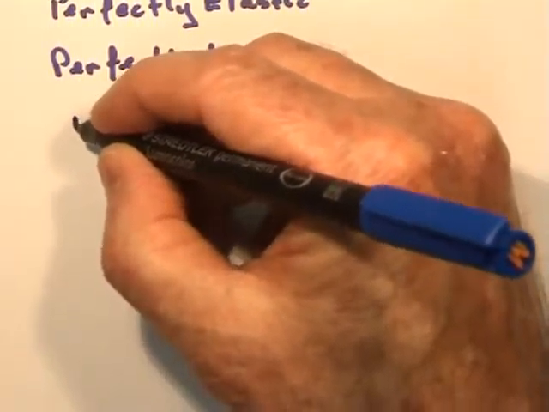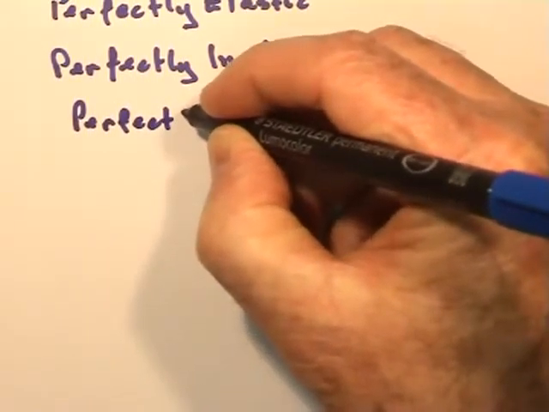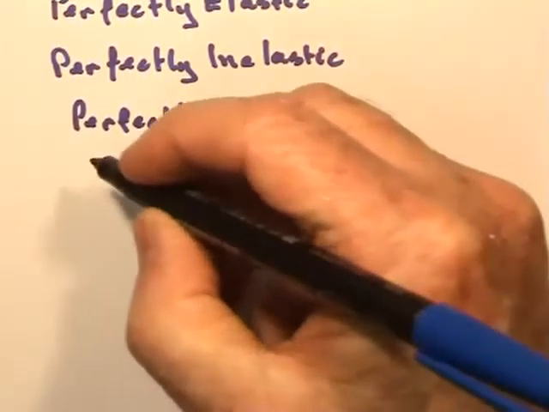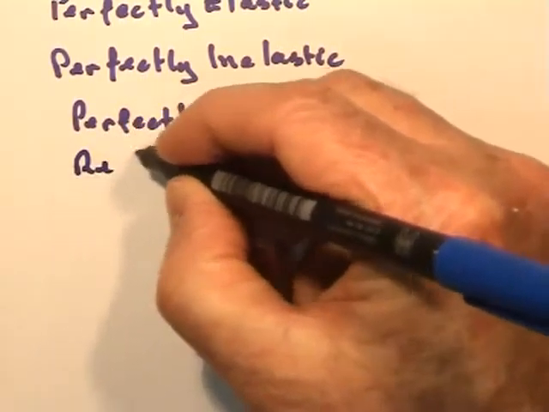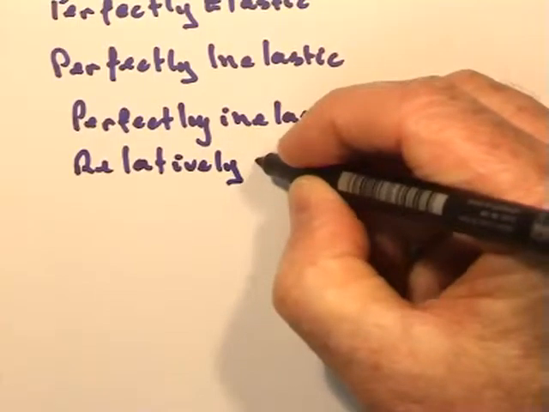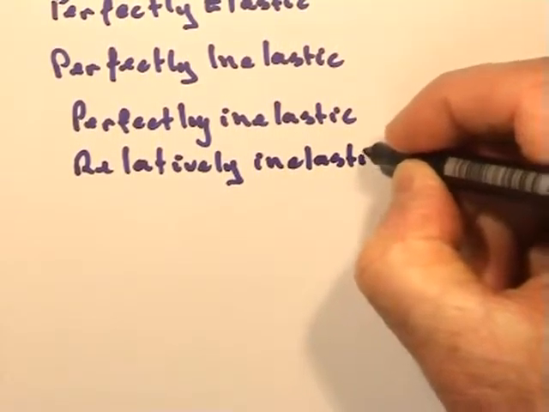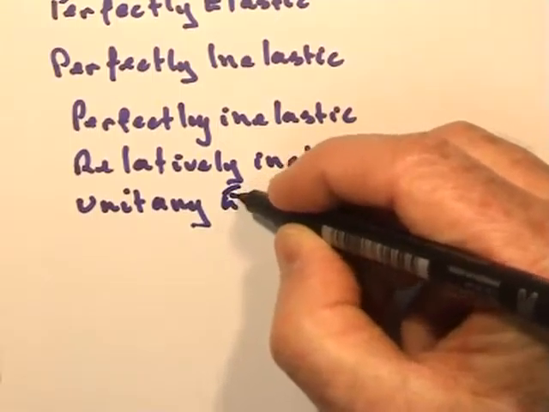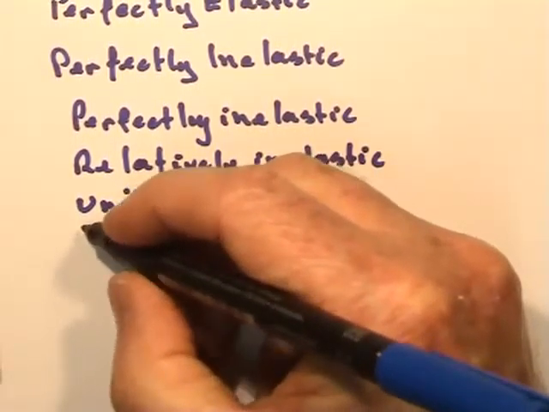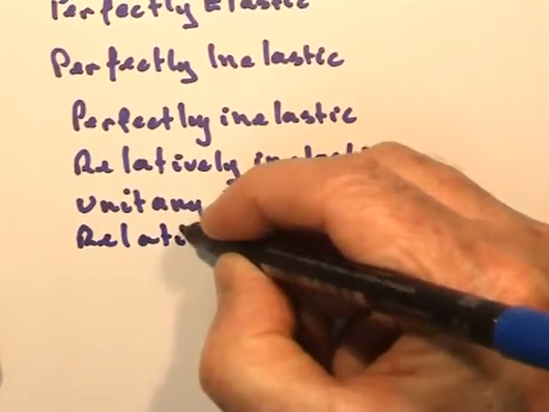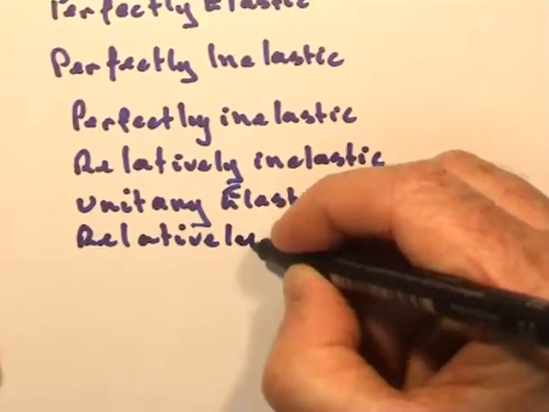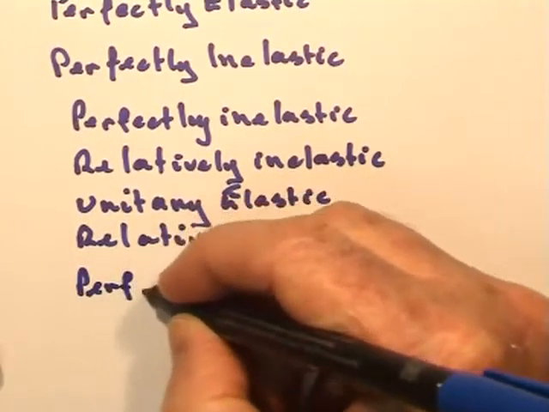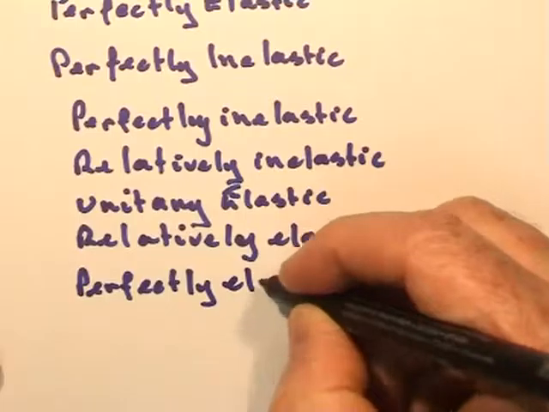So to bear this in mind, what we'll do is set up a small table that says that the worst case scenario is perfectly inelastic, and we move from perfectly inelastic to what we call relatively inelastic, to what we know as unitary elastic, to relatively elastic, to the last one, which is perfectly elastic.